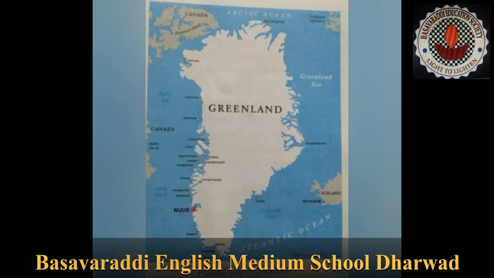Greenland lies between the North Pole and the Arctic Circle to the northeast of Canada. It is separated from the northern islands of Canada by the Baffin Bay and the Davis Strait. Neighbors. It shares its border with the Atlantic Ocean in the southeast. Children, have you observed the picture? Greenland Sea in the east, the Arctic Ocean in the north, and the Baffin Bay in the west. Iceland and Canada are the neighboring countries of Greenland.